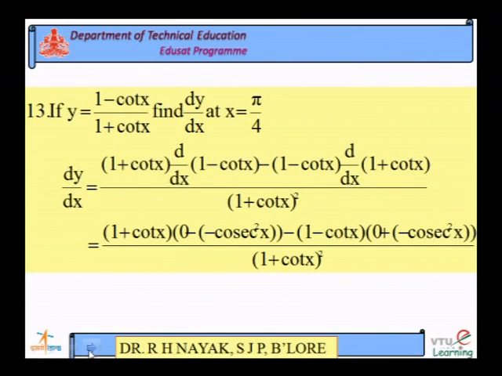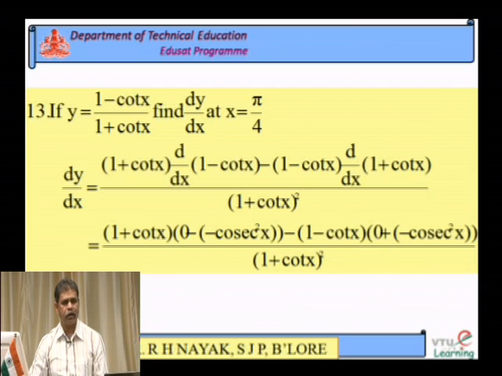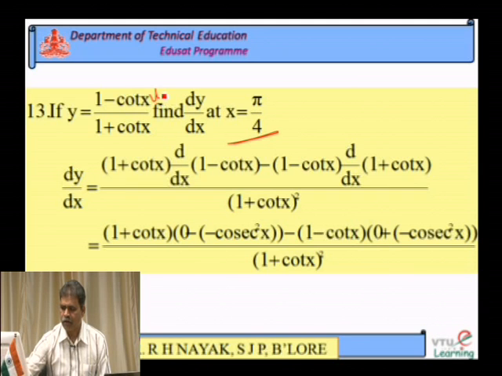You check the next problem, it is of a little different form, because here not only do we have to get dy by dx, we have to evaluate dy by dx at x equals pi by 4. That means after finding dy by dx, we have to put x is equal to pi by 4, then we have to simplify. What is y? Y is equal to 1 minus cot x divided by 1 plus cot x. So, numerator is taken as U, denominator is taken as V.